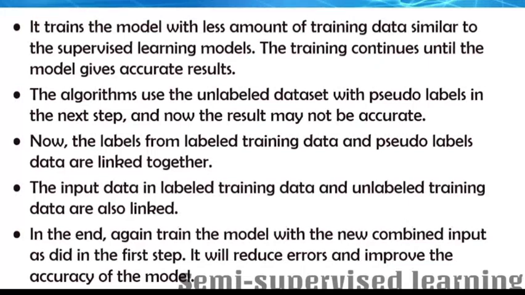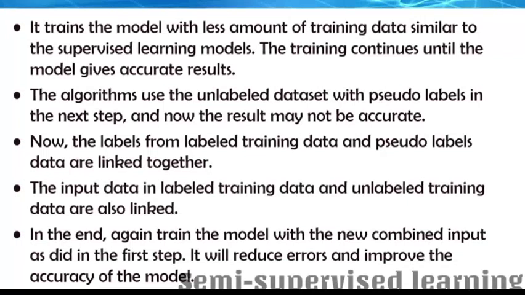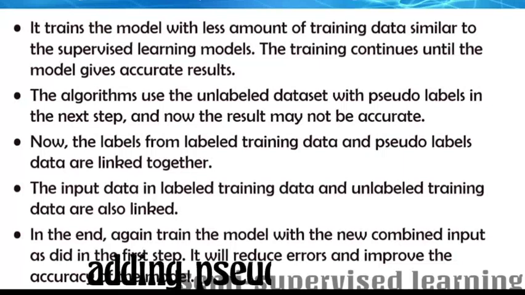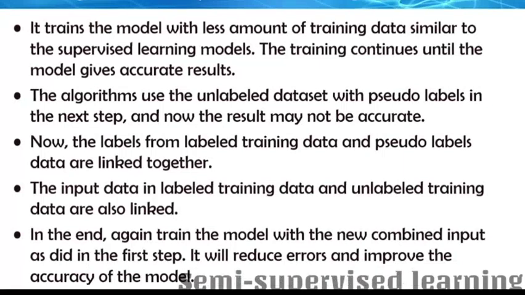Again, maybe this might not be completely adding up, so only a few of them will be pseudo labels. So then what we do is we go back to step number one. Again, we'll train the model with a moderate amount of supervised learning label data, and the training again continues with adding pseudo labels in the next step, and also linking the training label data together.